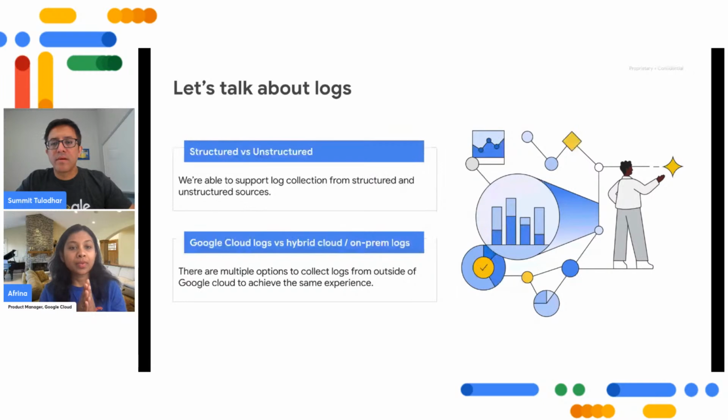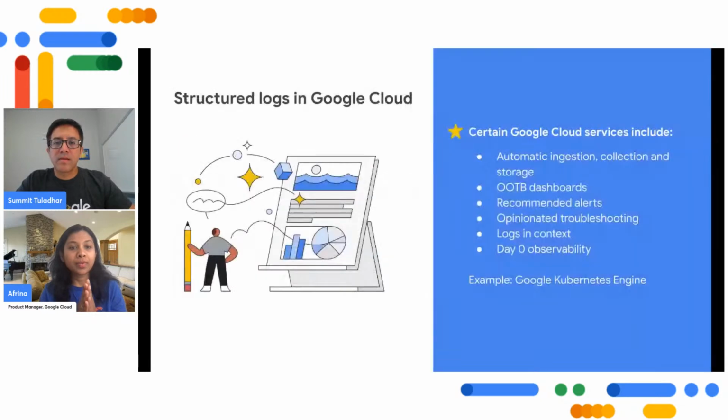Now let's talk about structured logs. If your logs are structured and they are cloud native in GCP, that's of course a huge bonus. You get day zero observability because logs are collected, stored, and available to view in context automatically. There's nothing that you would have to do to push your logs into Google Cloud Logging.